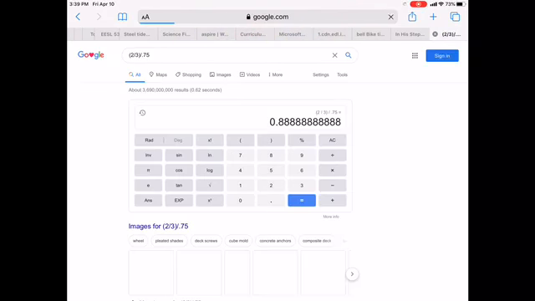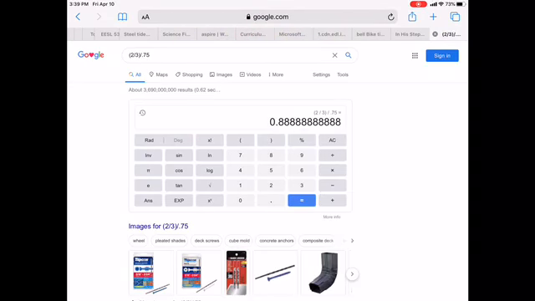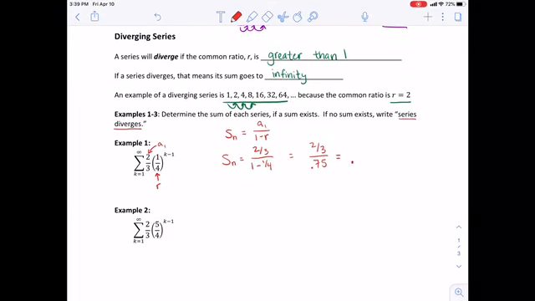Okay, and then if I hit enter, Google tells me that it equals 0.88 repeating. So I'm going to go ahead and round that to 0.89. And that's going to be my sum here on example 1.